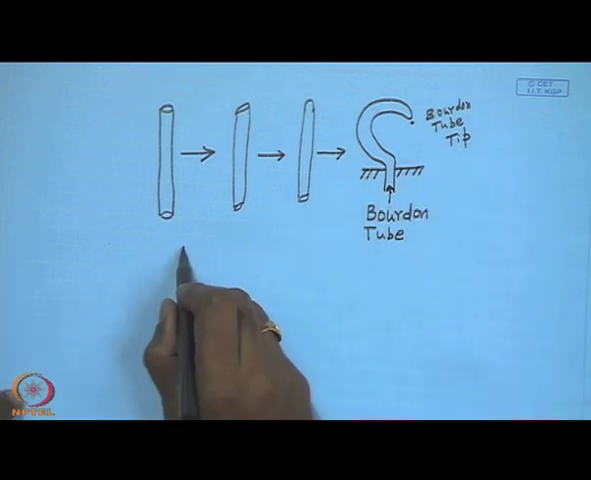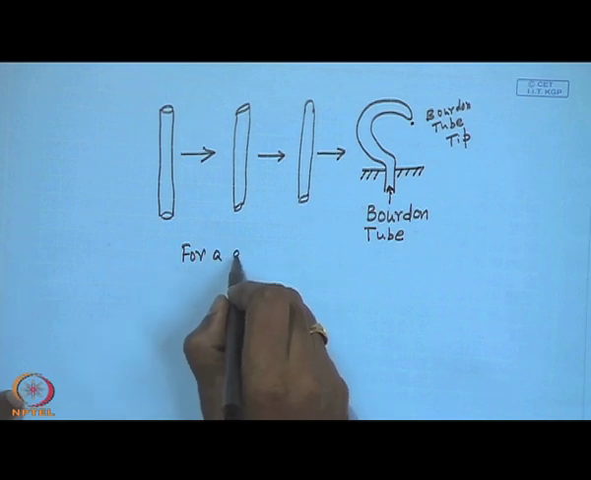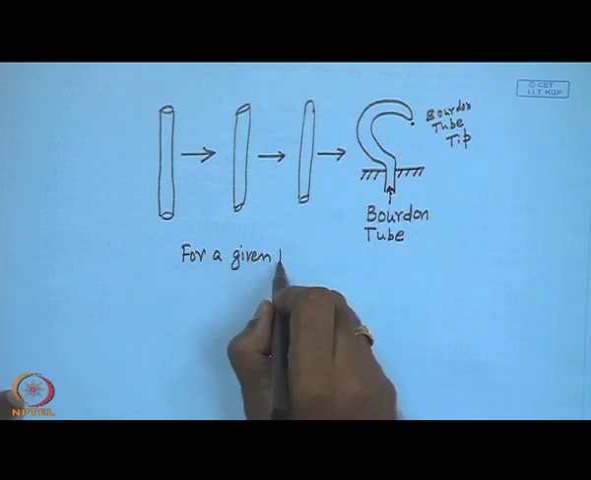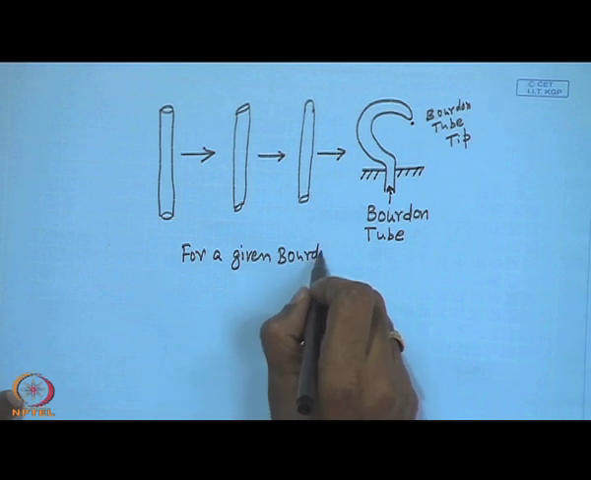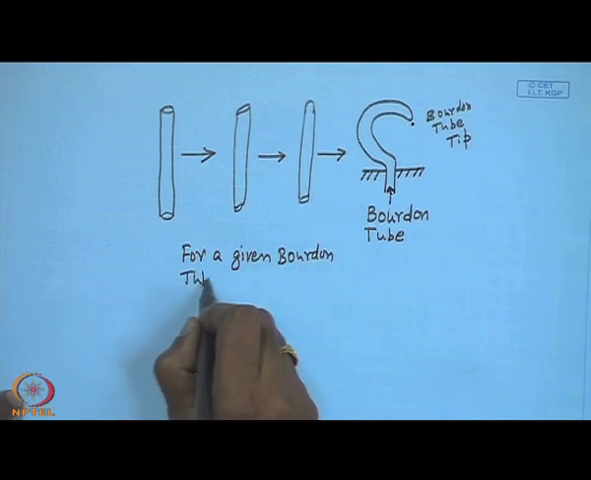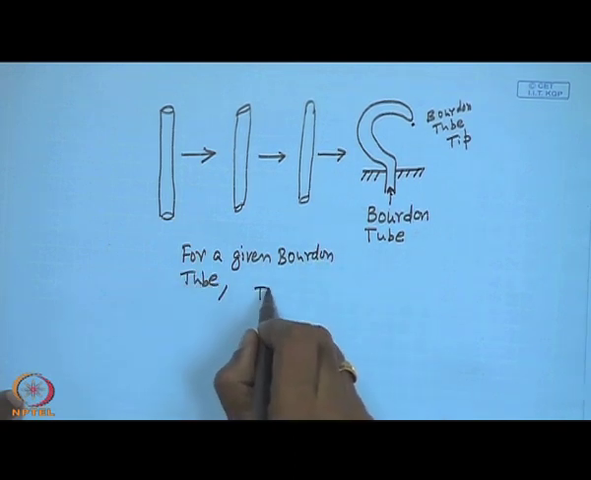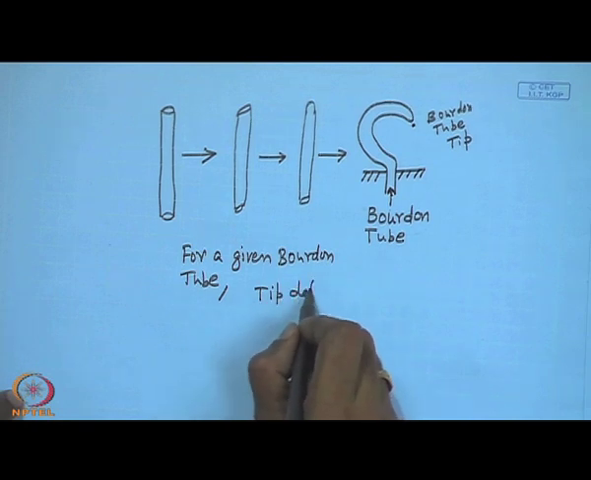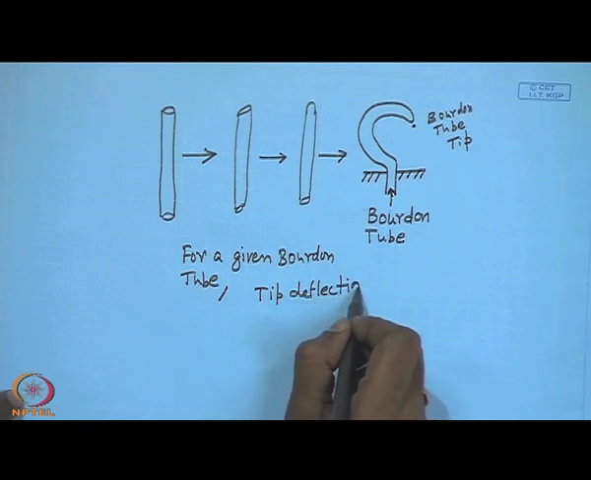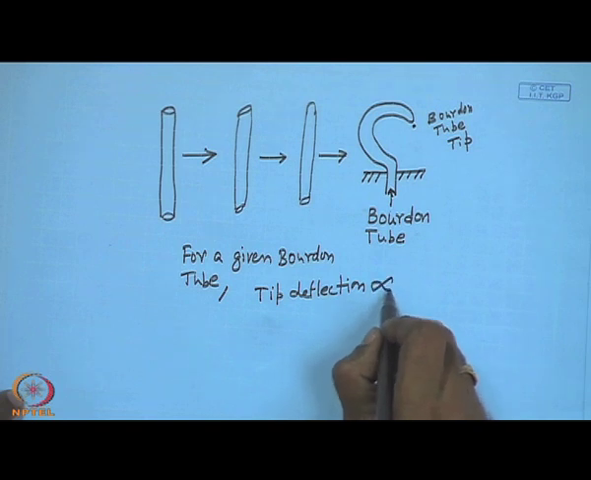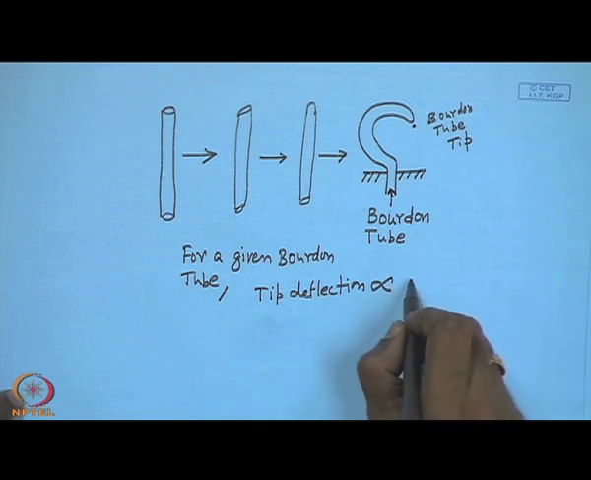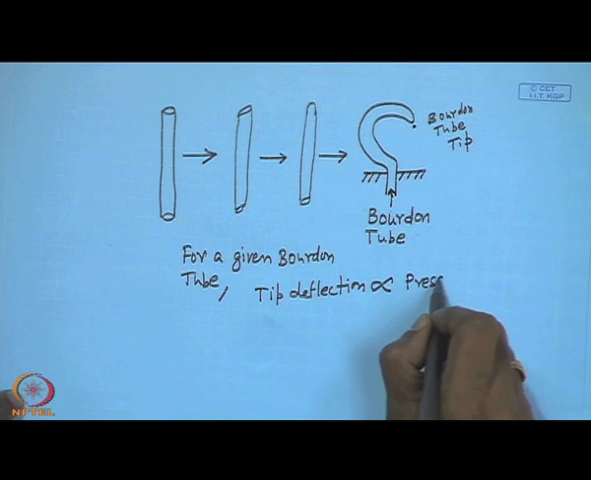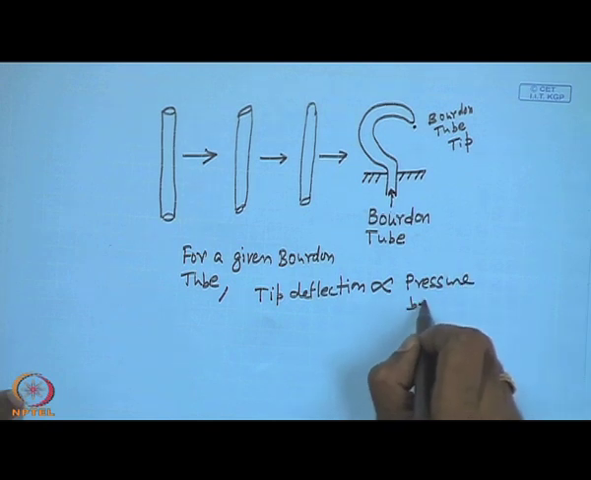So, for a given Bourdon tube, the tip deflection is proportional to the pressure being applied.